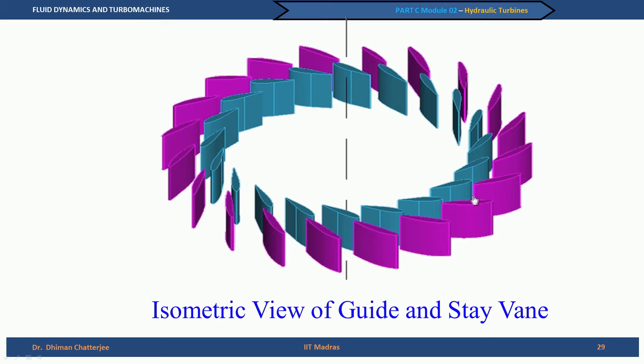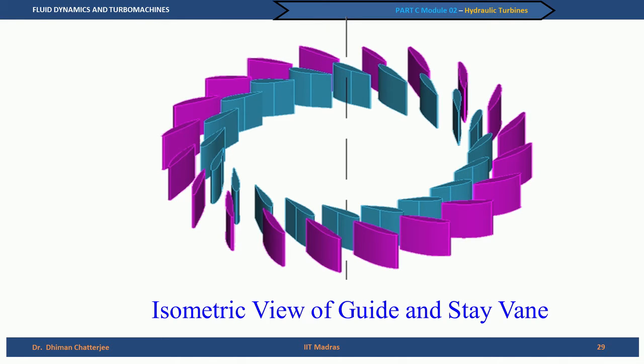So, here we have an inward flowing turbine, and the job of the guide vane is actually twofold. One, it increases the velocity of the flow because the passage area is reduced from the inlet to the outlet. So, it acts like an accelerating duct, the velocity increases, and second, it directs the flow at an appropriate angle onto the runner.